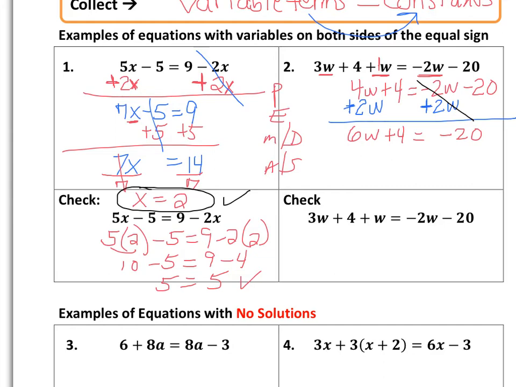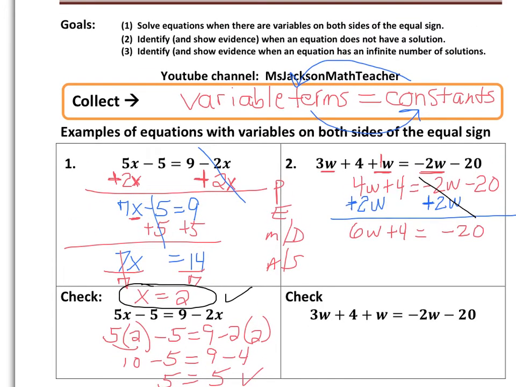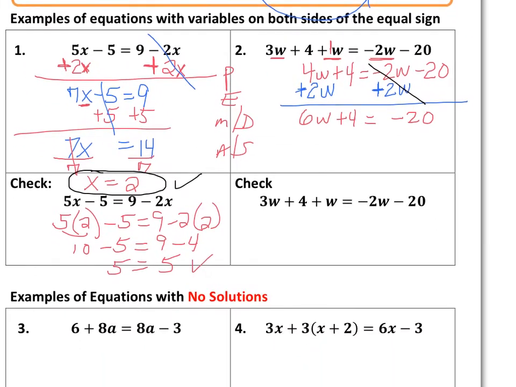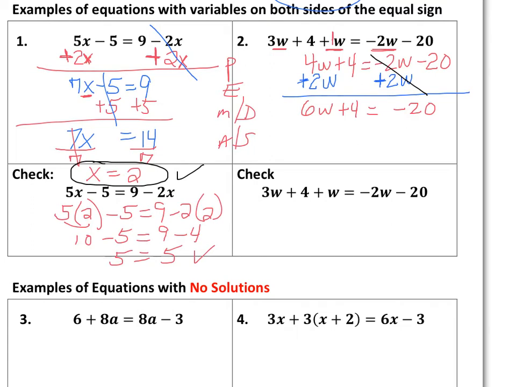Now, as I had said earlier up here, we want to collect variable terms on one side and constants on the other. Okay, so we want to get that plus 4 out of there, and we want to get that over with the negative 20. So we're going to get that over here. We've got 6w coming down. We've got the opposites reducing to 0.